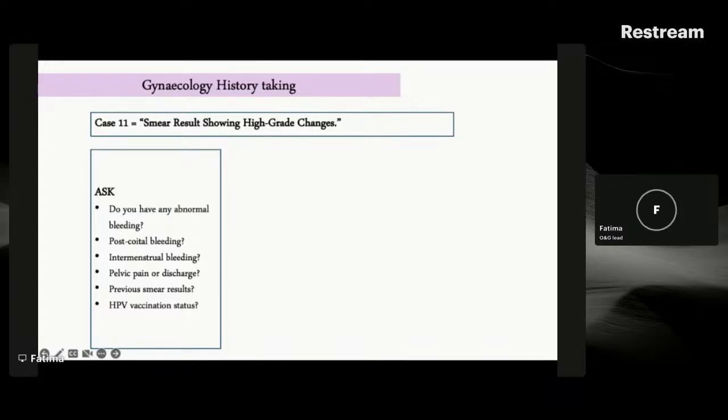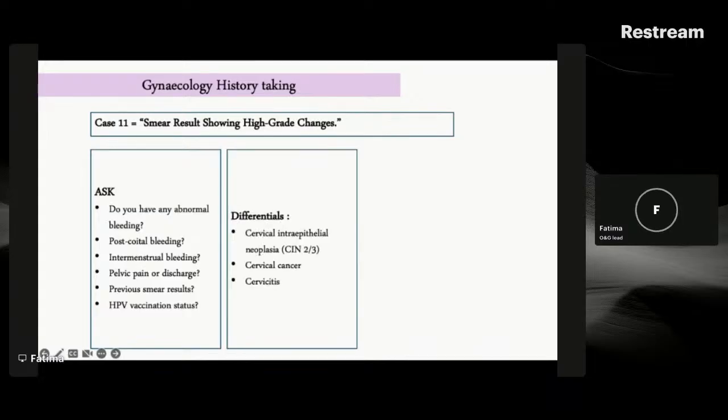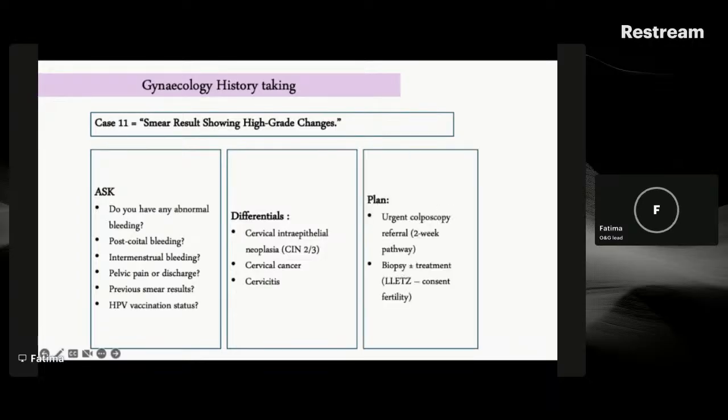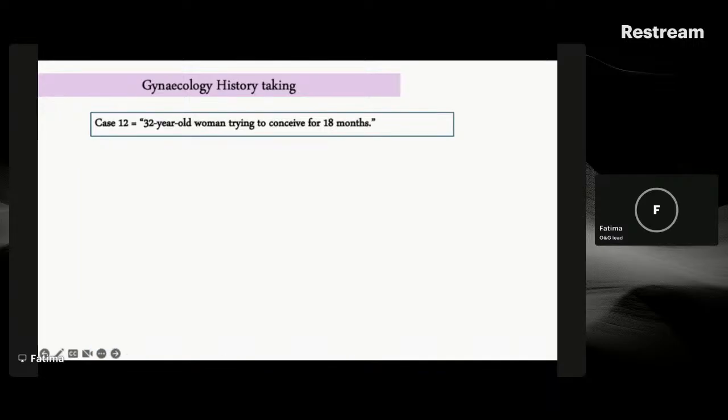The main differentials here that we're thinking about would be CIN 2, 3, early cervical cancer, or cervical inflammation, so cervicitis, although high-grade dyskaryosis most commonly reflects high-grade CIN. And then the plan here would be to urgently refer to colposcopy within the 2-week wait, where the cervix can be examined and biopsies are taken. And then treatment can be offered like the LLETZ procedure for high-grade CIN if that is confirmed, but you need to make sure you've consented them in terms of fertility, because LLETZ procedures can increase the risk of infertility or preterm births.